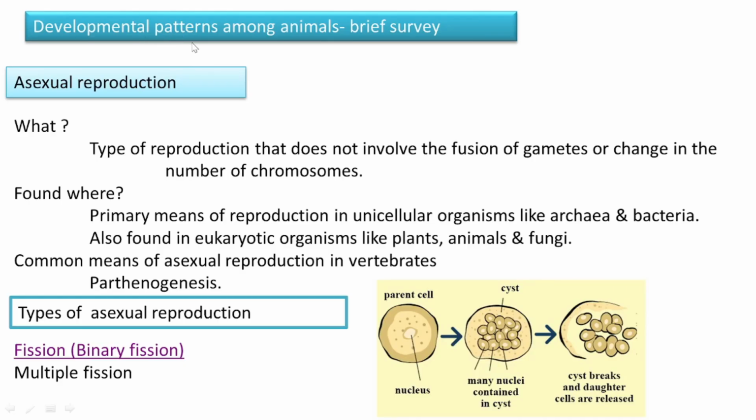Students, today we are going to see developmental patterns among animals, a brief survey. The first type of reproduction we are going to see is asexual reproduction.